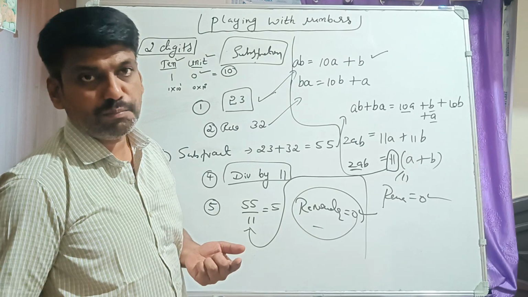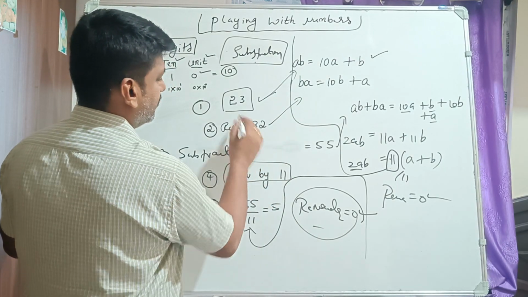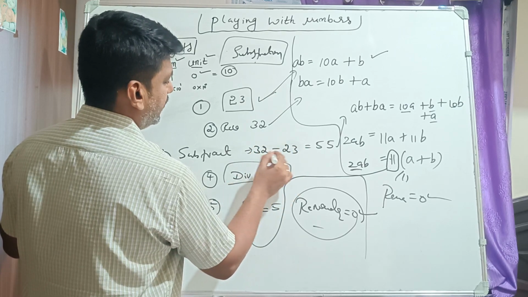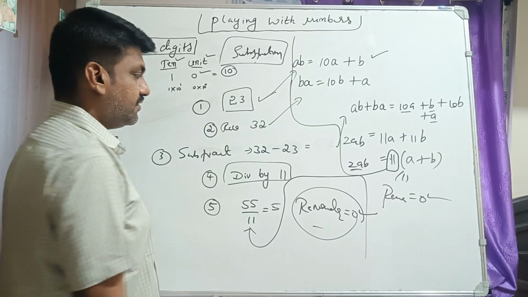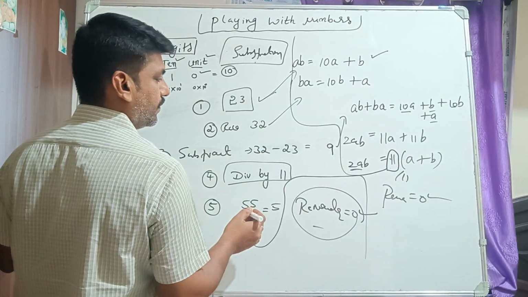Subtract the smaller number from the bigger number. Which is the smaller number in this case? The smaller number is 23, the bigger number is 32. So we will do 32 minus 23. What is 32 minus 23? It is 9. Is it correct?